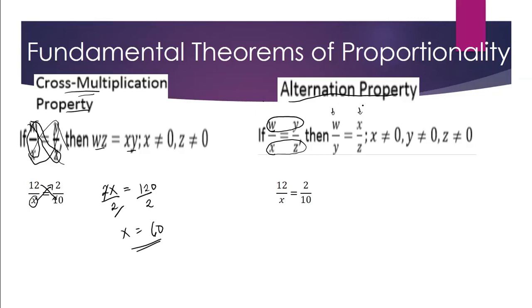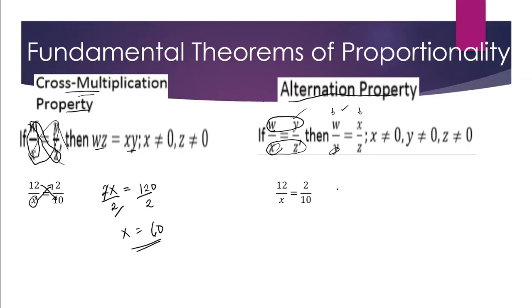And based on alternation property, these two expressions are equivalent. They have the same value. As long as X is not equal to 0, Y is not equal to 0, and Z is not equal to 0. Take note, these are the denominators. X, Y, and Z cannot be equal to 0 because if the denominator is 0, then the expression will be undefined. So X, Y, and Z cannot be equal to 0.